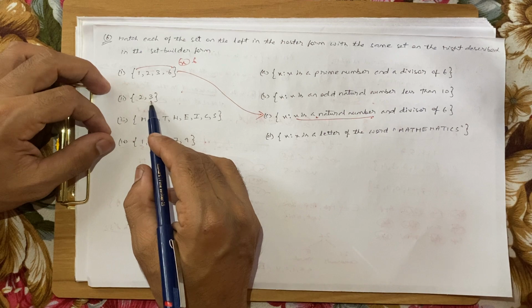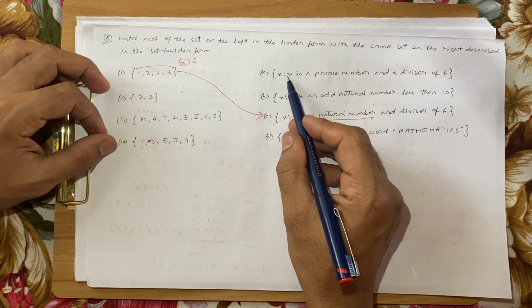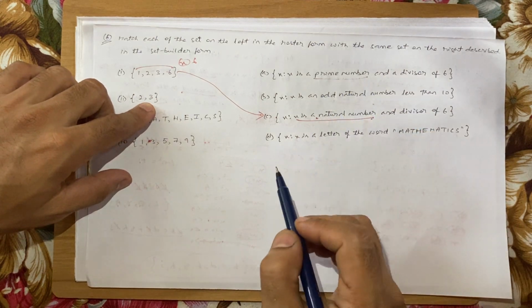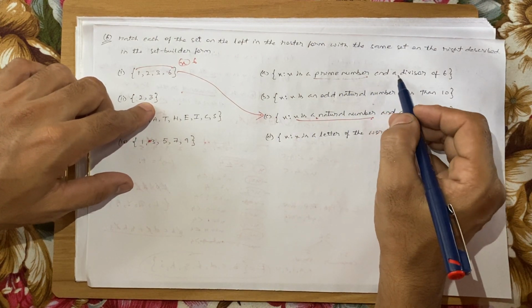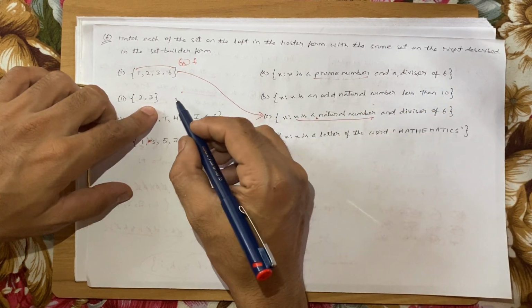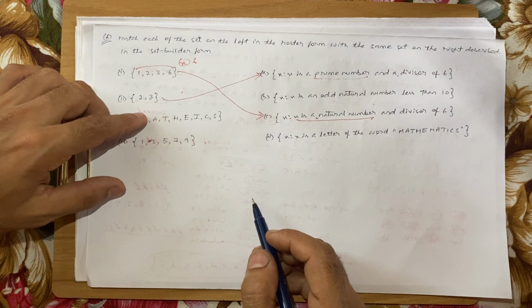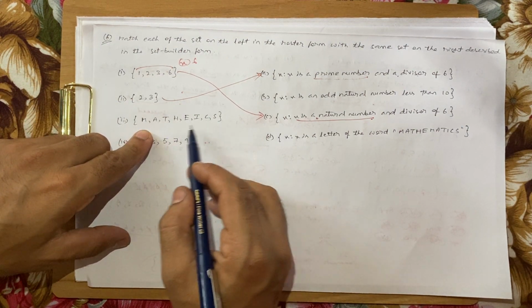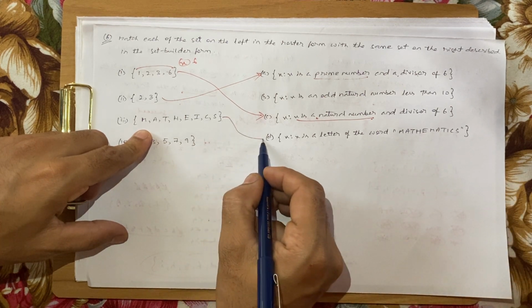Now 2, 3. Here it says X such that X is a prime number. 2 and 3 both are prime numbers. Okay, this condition is fulfilled. And a divisor of 6. Yes, both 2 and 3 will divide 6. This is very simple. Okay. Now the next is MATH. Okay, this is something mathematics. Okay, this is the combination.